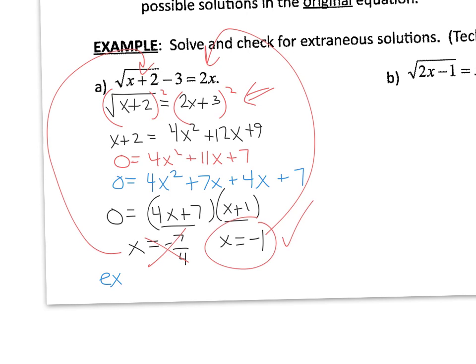It's called an extraneous solution. So the only solution is x equals negative 1. To show your work, you can box x equals negative 1 and cross off the one that's not a solution and write extraneous.